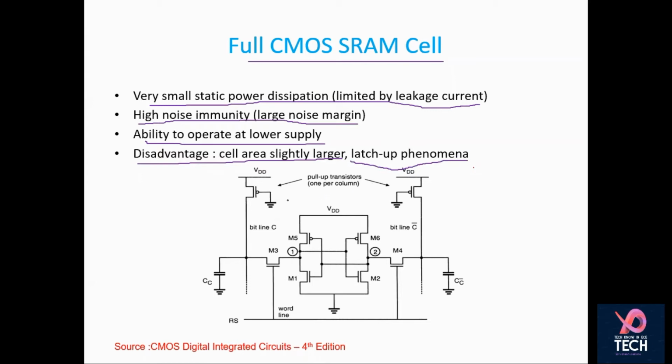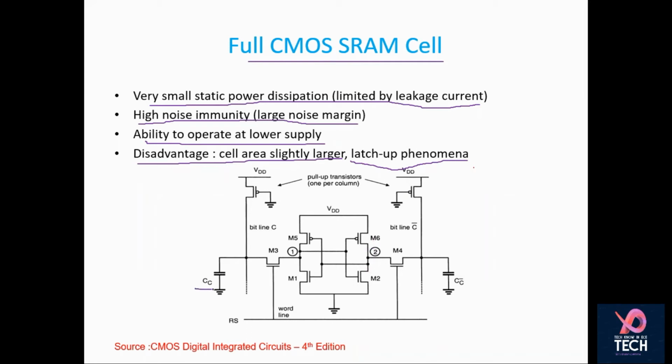Now coming towards the actual view of your CMOS SRAM cell. These are two cross-coupled inverters. This is inverter 1, this is inverter 2, and we have different transistors. M3 and M4 are access transistors. M1 and M5 are the NMOS and PMOS respectively for CMOS inverter 1. M2 and M6 are the NMOS and PMOS respectively for CMOS inverter 2. And these are pull-up transistors, which are grounded, so they are permanently on and keep charging.